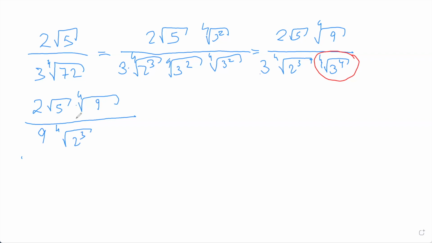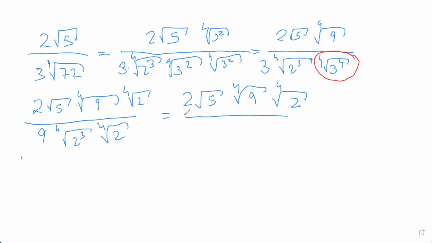What should I do now? Who can give me an idea? Come on, guys. Any idea? So I will multiply the top by the 4th root of 2, and the bottom by the 4th root of 2, so now I can get rid of the root at the bottom. I say the top is 2 root 5, the 4th root of 9, and the 4th root of 2.